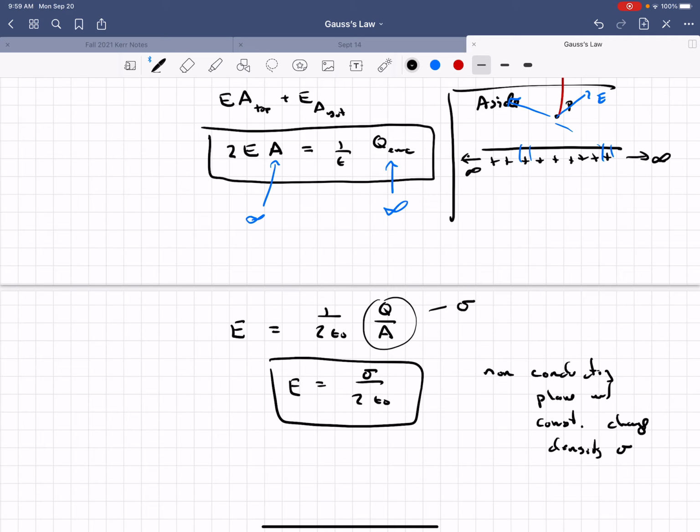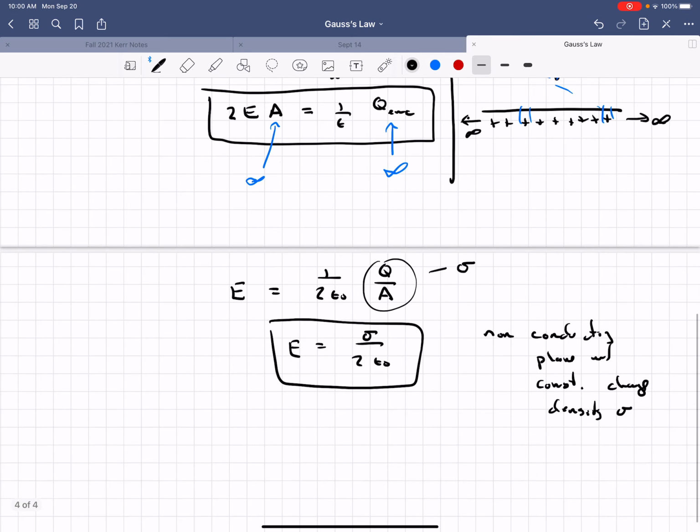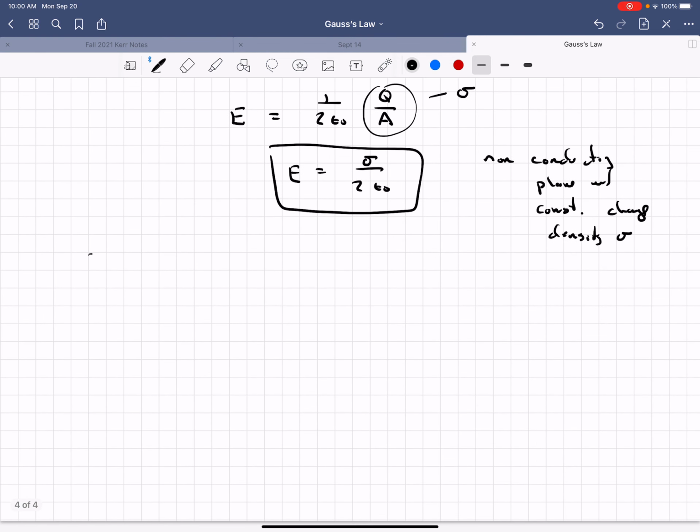And so the sigma is perfectly well defined. You can have a certain amount of charge per unit area. It's just the area is infinitely big, and so the total charge is infinitely big, but that ratio is going to stay the same. So this is really the only thing you can do for planar symmetry if the surface is non-conducting. I'll quickly point out what to do if the surface is conducting.